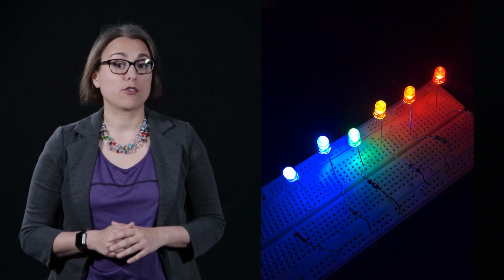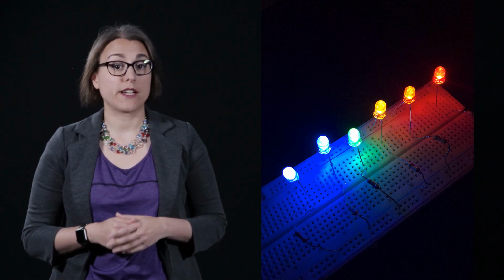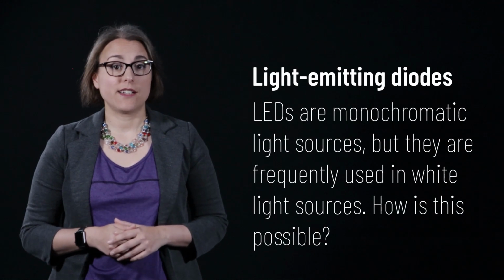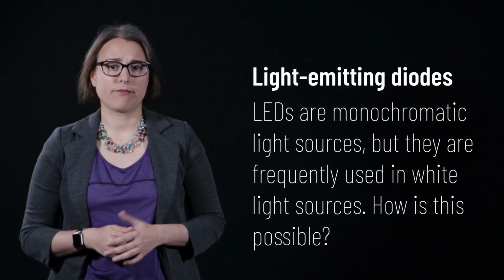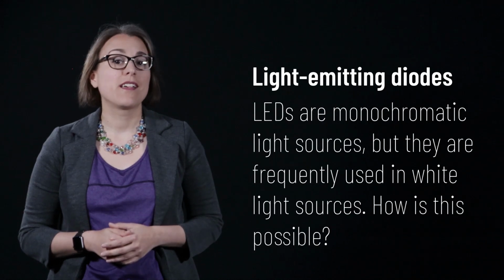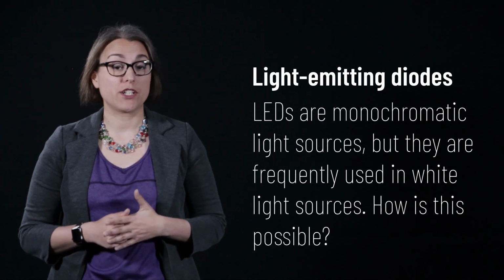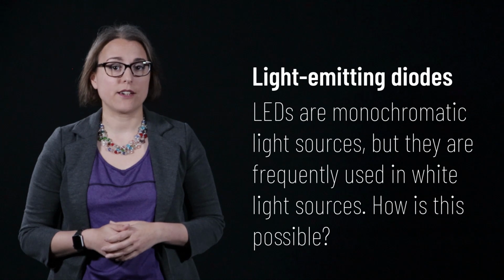Light-emitting diodes are monochromatic. While their spectrum may encompass a small range of frequencies, they are not capable of generating a broad range of frequencies. However, LED lighting in our homes is very common. How is this possible? There are two primary methods for generating white light with light-emitting diodes.